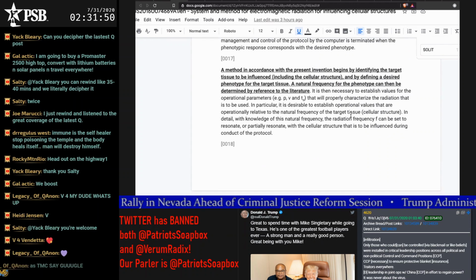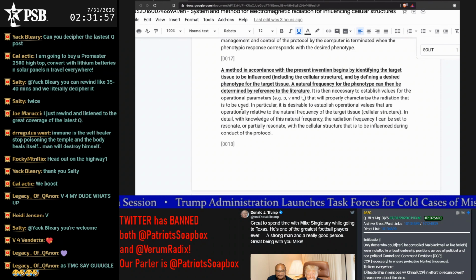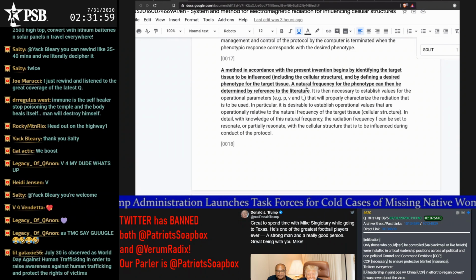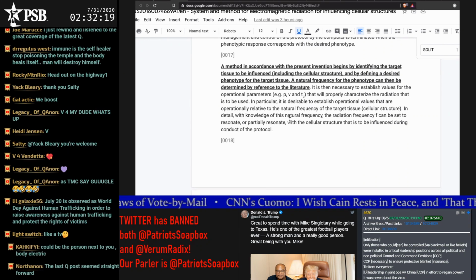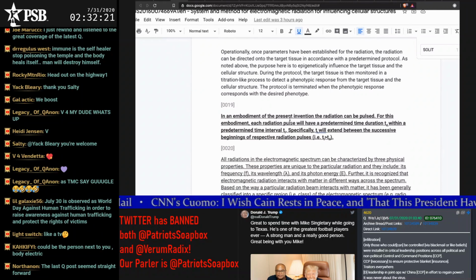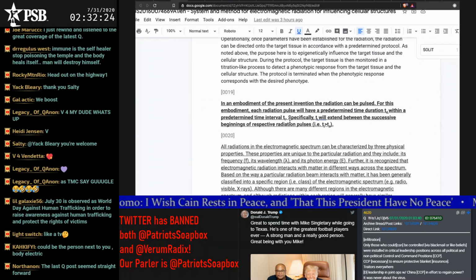A method in accordance with the present invention begins to identify target tissue to be influenced, including the cell structures, and by defining a desired phenotype for the target tissue. A natural frequency for the phenotype can then be determined and referenced in the literature. So what does this mean? It basically means that they can look and identify a target tissue, they can measure that target tissue, and then they can induce a change in that tissue and then measure it again to ensure that they're getting the right expression of that tissue. That's really the meat and potatoes, so to speak, of this patent.